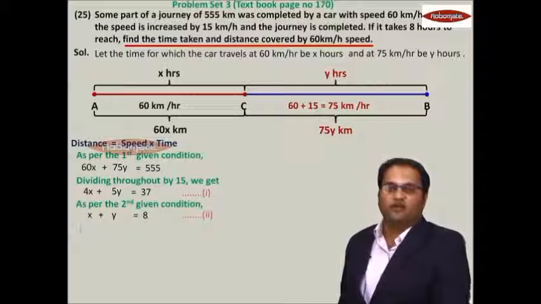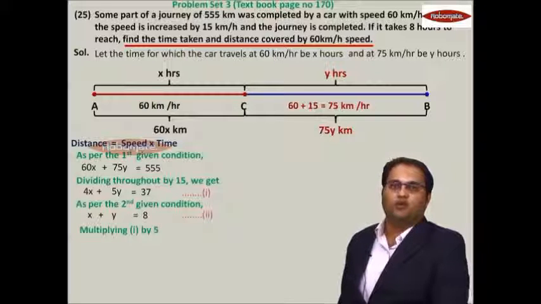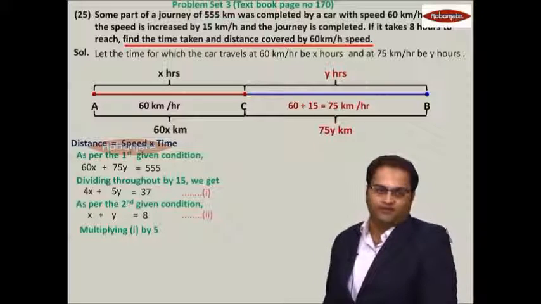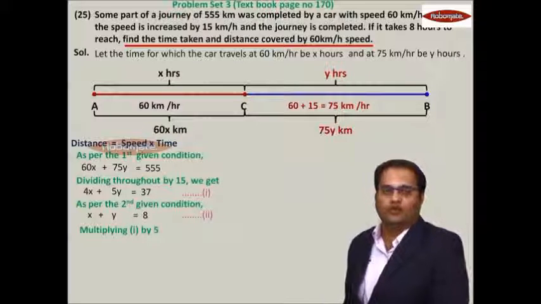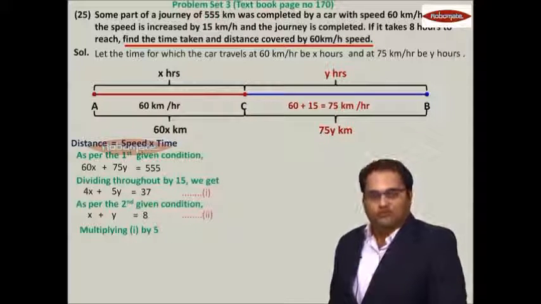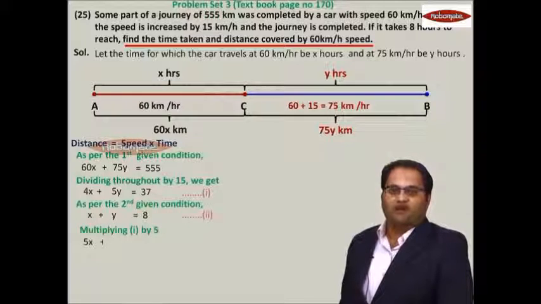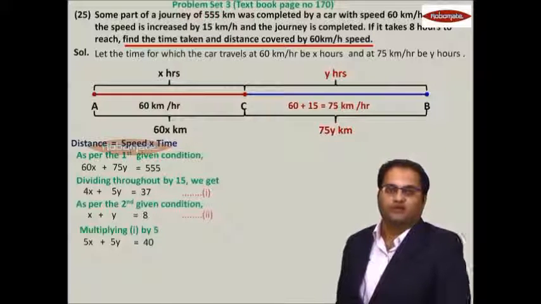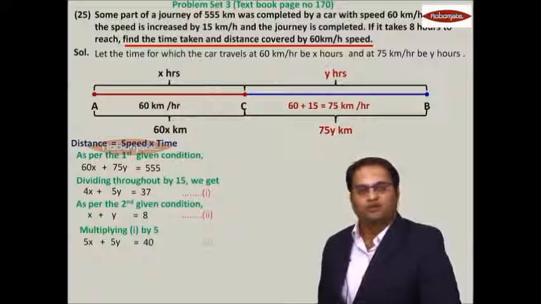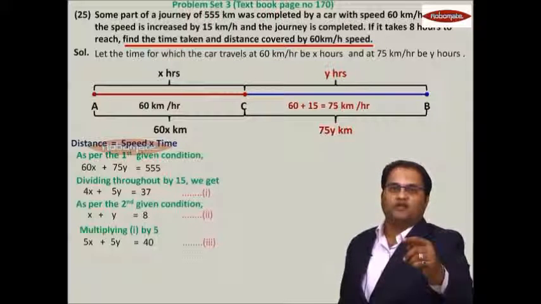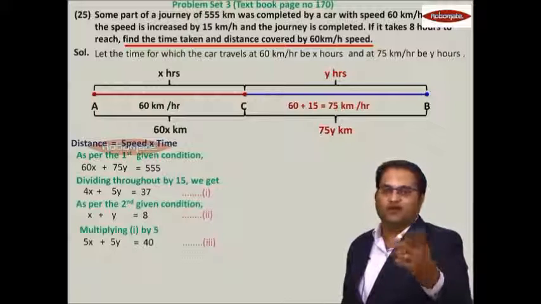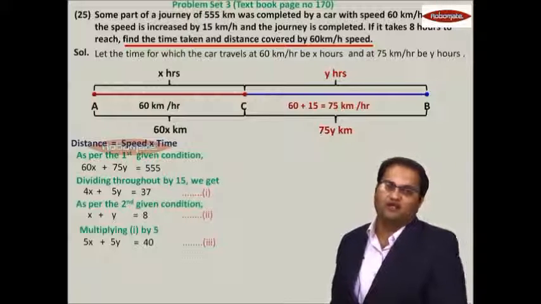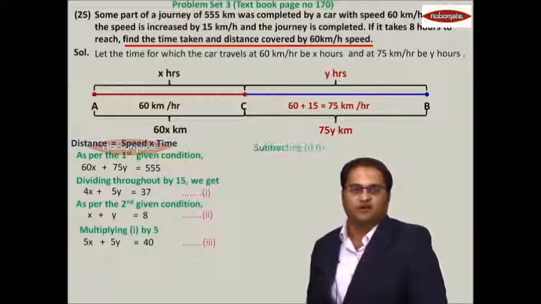Now how will we make y the same? By multiplying equation number 2 by 5. Let us multiply equation number 2 by 5. What do we get? 5x plus 5y is equal to 40. Let this be equation number 3. 5x plus 5y and 4x plus 5y, the 5y and 5y will get cancelled if we subtract the first and the third equation.